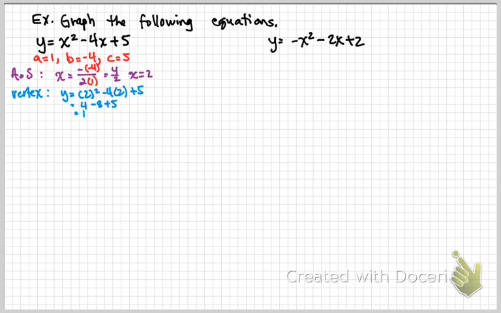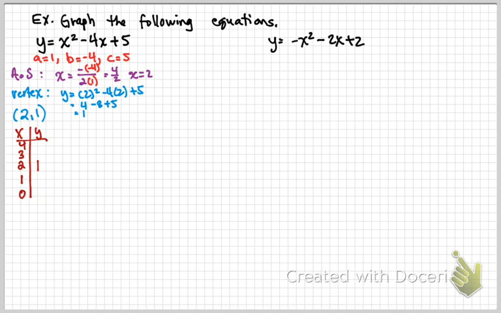And so I put them together, and I get the vertex is going to be at 2, 1. I'm going to do my table of values. Vertex goes in the middle. 1 above is 3, 1 below is 1, 2 above is 4, 2 below is 0.